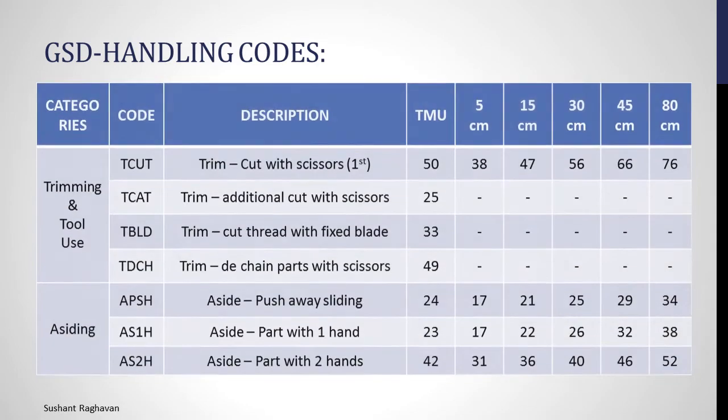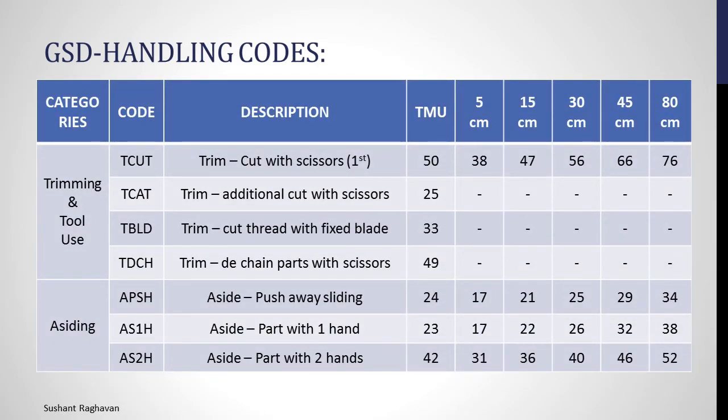GSD handling codes. Trimming and tool use. TCUT, trim cut with scissors first, TMU 50. TCAT, trim additional cut with scissors, TMU 25. TBLD, trim cut thread with fixed blade, TMU 33. TDCH, trim D-chain parts with scissors, TMU 49. Assiding. APSH, aside push away sliding, TMU 24. AS1H, aside part with one hand, TMU 23. AS2H, aside part with two hands, TMU 42.